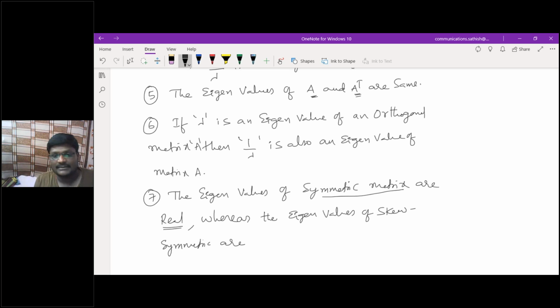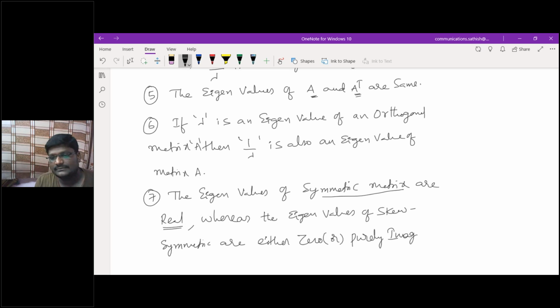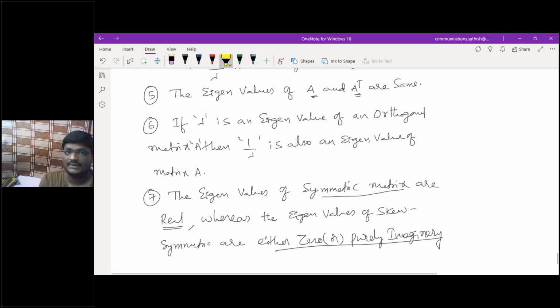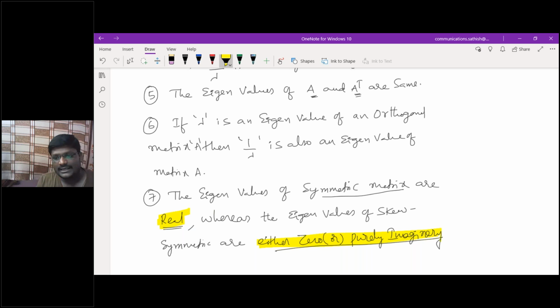The eigenvalues of a skew symmetric matrix are either 0 or purely imaginary. This is the point you have to keep in your mind. Very important. For a symmetric matrix, the eigenvalues are real. For a skew symmetric matrix, either 0 or purely imaginary. Got my point? Understanding? Yes, sir. Yeah, that is the point.